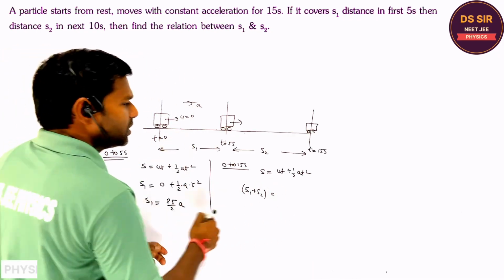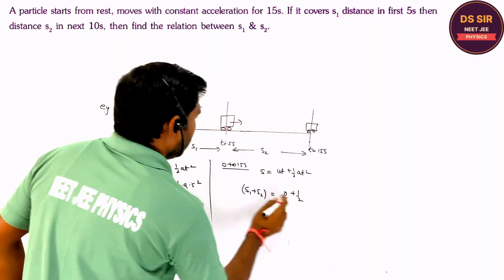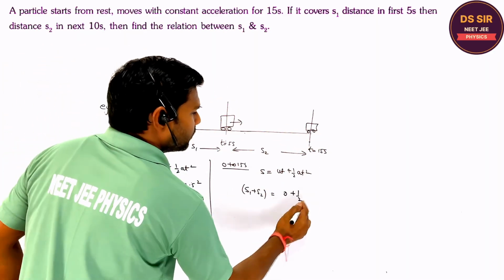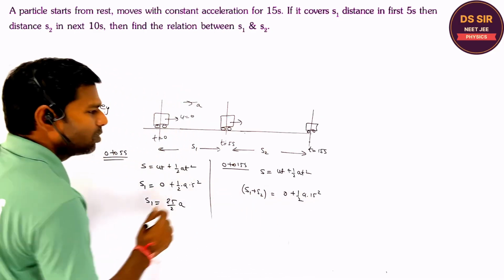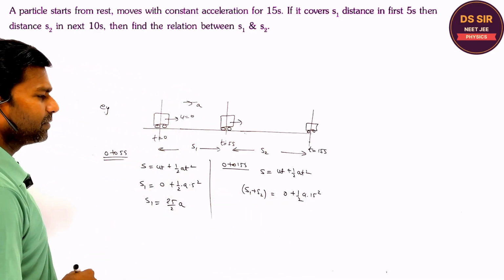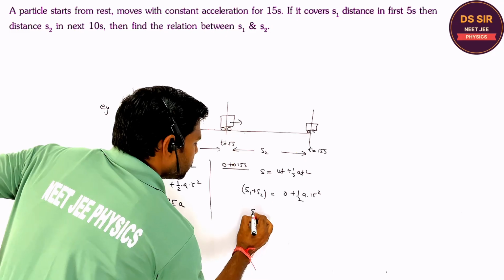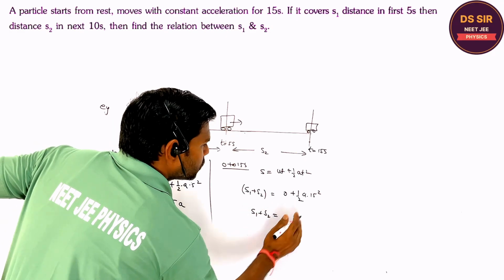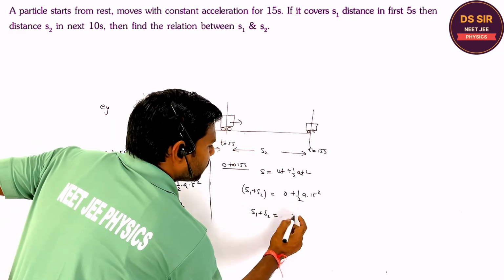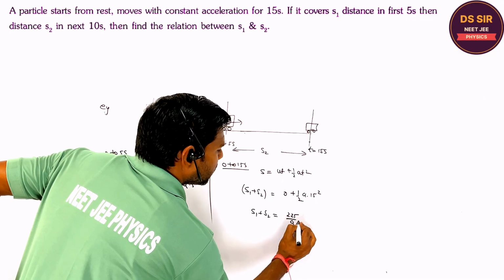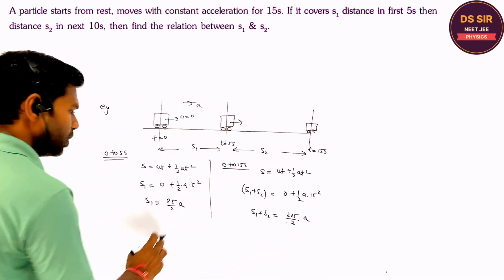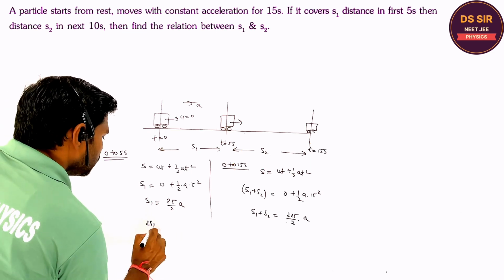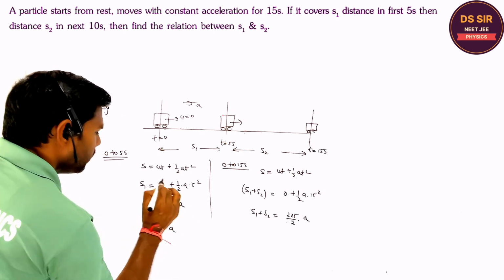Here the initial velocity is 0. And from here to here, what is the time? Say 15 squared. Please tell. Is this equation understood or not? Tell me. Right. So S1 plus S2 is equal to 225/2 into a. All right. So what is the value of a? Say 2S1 upon 25 is the value of a.